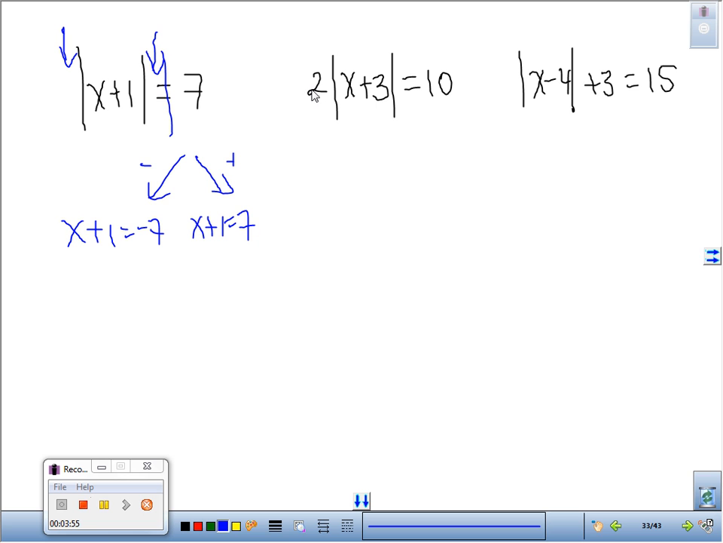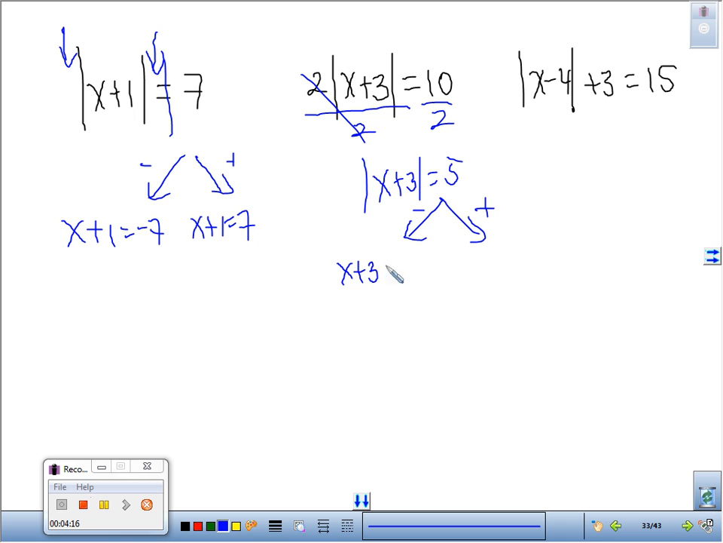Look at this one. To get rid of this 2, I needed to divide by 2, and this became absolute value of x plus 3 equals 5, and then from there I would write my 2 equations, one negative, one positive. Is that correct? You're just paying attention, please. So therefore it would be x plus 3 equals negative 5, and x plus 3 equals 5. So far so good? And then we solved and graphed.